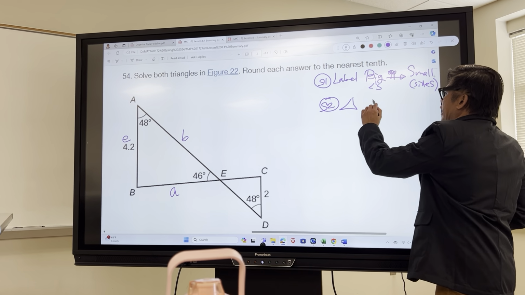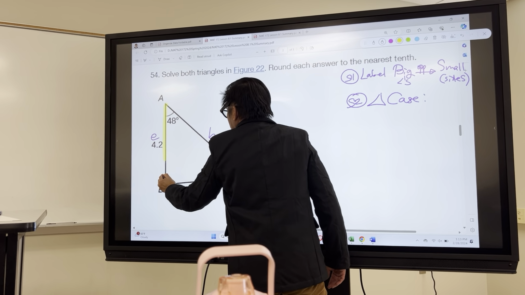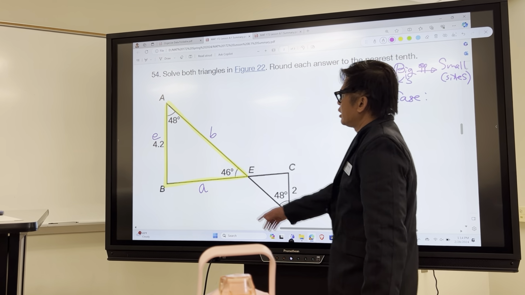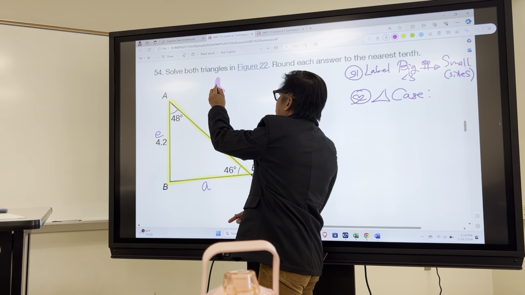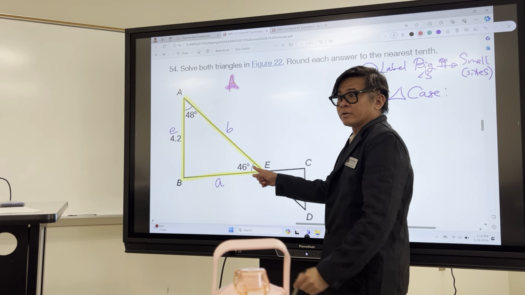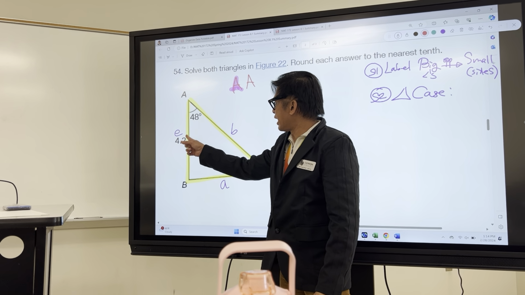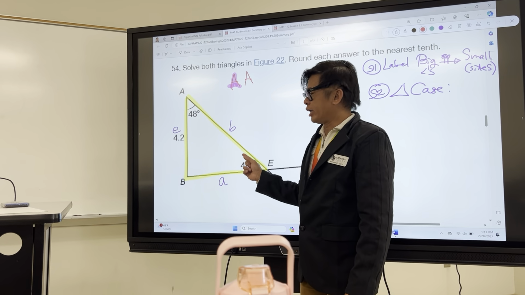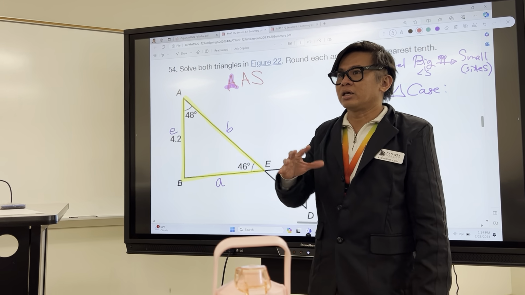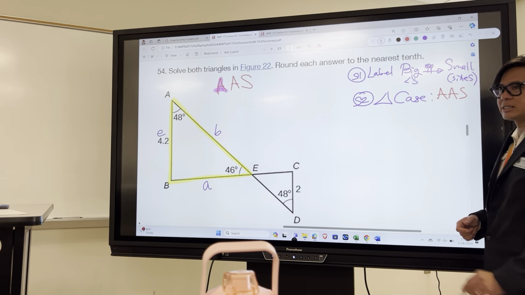We need to know what triangle case we are looking into. So let's talk about this triangle ABE first. According to the given, what kind of triangle case is it? That is an angle, that is another angle, and that is a side, 4.2. But is this side in between those two given angles? No, because the side that is in between these two given angles is this one, but it's not given. So this is S, not in between those two given angles. So this time, we are considering the angle, angle, side case.